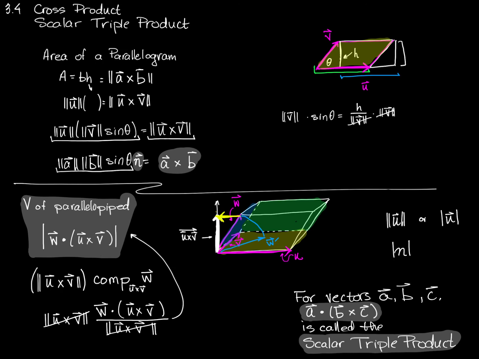I'll just write that down. Coplanar. This happens when the scalar triple product is 0. When the scalar triple product is 0, then the vectors are coplanar. So it's another little tidbit that we can take away from this particular conversation.